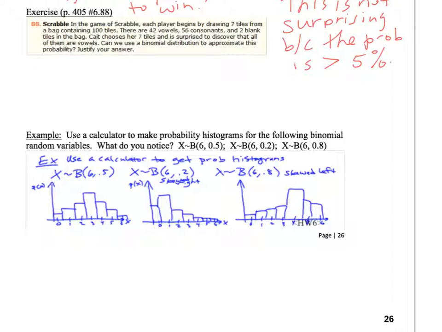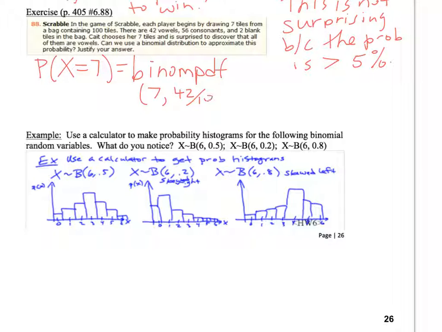Okay, so the probability that all 7 are vowels is going to be found with the binomial PDF command. And let's see, N is 7. Success probability is 42 out of 100. And we're interested in exactly 7 successes as well. So what is the chance of this? Let's calculate it. Okay, so that is very low. It's 0.0023.